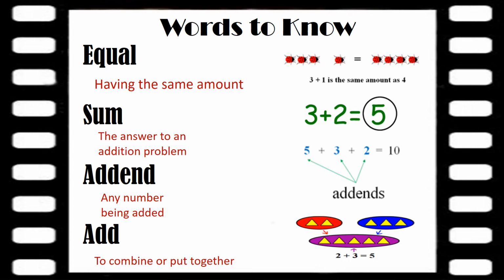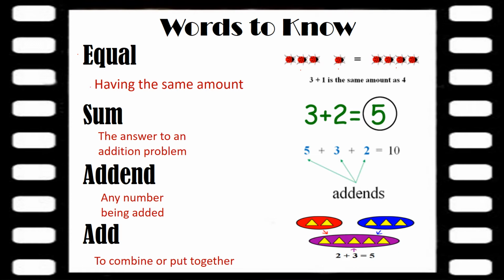Our words to know for our addition unit are equal, sum, addend, and add. Let's go through each of these words together. The first word is equal. Equal means having the same amount. Here in our picture, you can see we have 3 plus 1 is the same amount as 4. Equal means having the same amount.